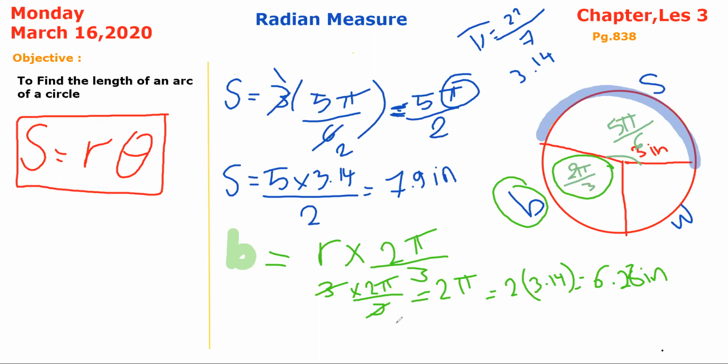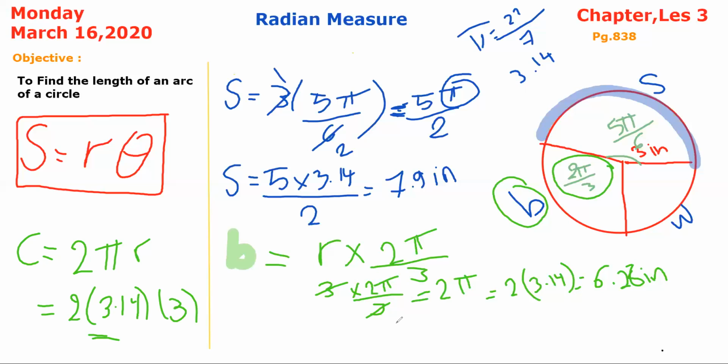How can I find the length of arc W now? I don't have any angle. To find the length of arc W, I will do it by finding the circumference of the circle. So the circumference of a circle is 2 pi r. So 2 times 3.14 times the radius r, which is 3. So the circumference of the circle is 18.84.